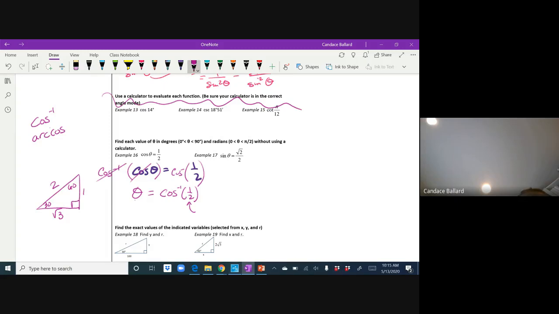Okay, so I am looking at what I have. I have the 1 and I have the 2. If it's cosine, I know the 1 has to be the adjacent leg and the 2 has to be the hypotenuse. So if this is the adjacent leg, I would have to use this 60-degree reference angle, which means that theta is equal to 60 degrees.